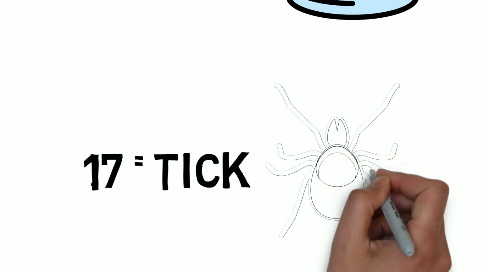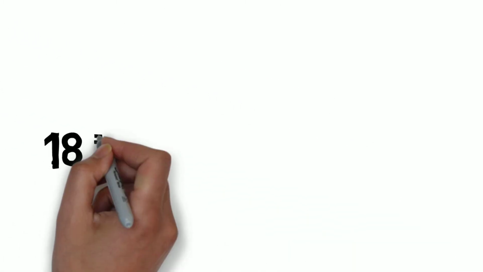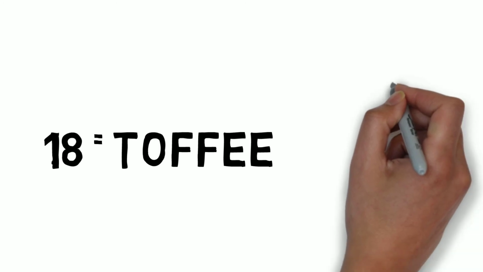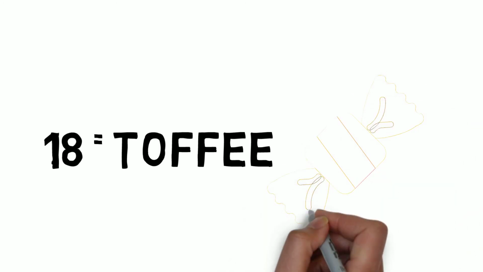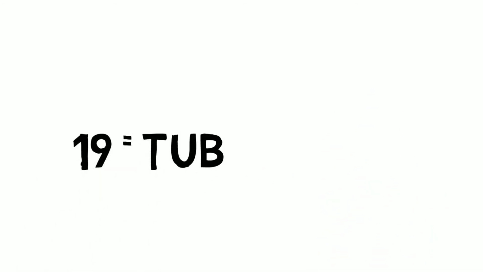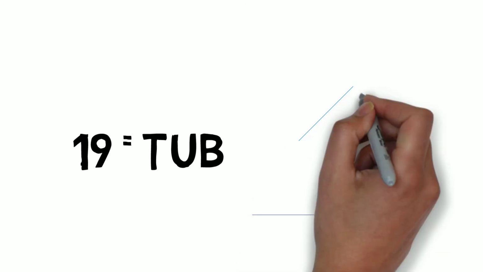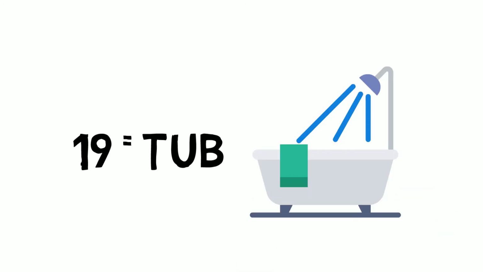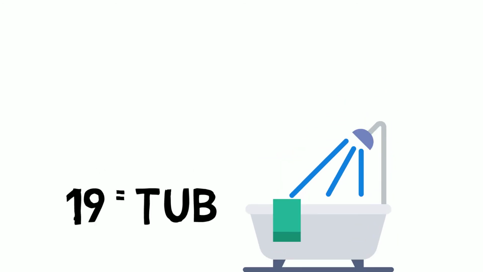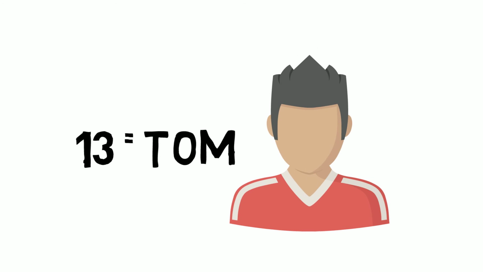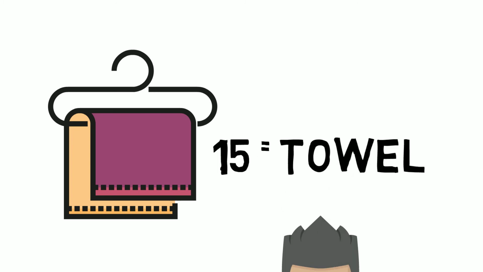As for 17, my peg word is tick. I picture a huge tick biting me. For 18, I use toffee as my peg word. I imagine myself sucking on a delicious piece of toffee. And finally, for number 19, tub is my peg word of choice. I imagine myself having a satisfying bath in a tub. So that's how I use my imagination to memorize numbers 10 to 19. Whenever I see number 13, for example, I picture my friend Tom. The same for 14. I imagine a tree instead of the number itself.